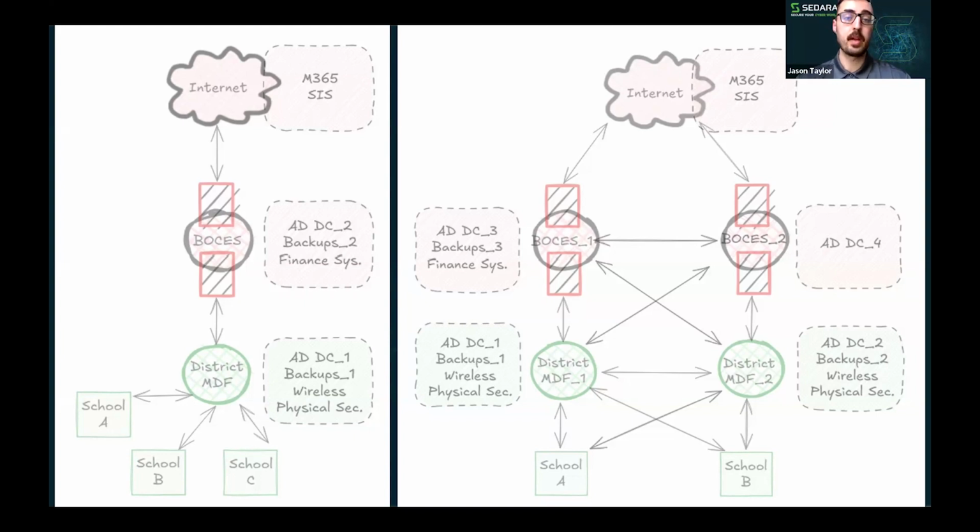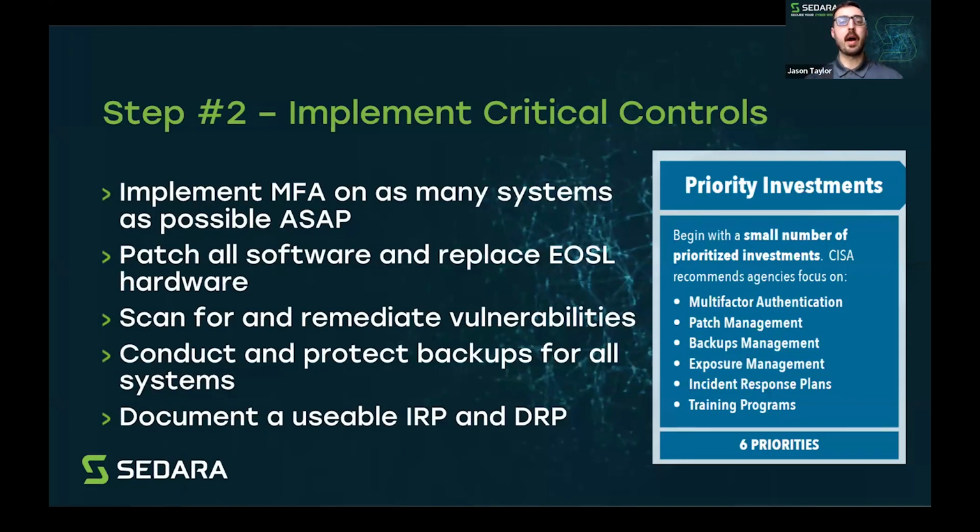The second step is to implement those basic cyber hygiene critical controls. So my recommendation would be to implement MFA as soon as possible on as many systems as possible, to patch your systems and replace all end-of-service life hardware, to have a vulnerability management program, to conduct and protect backups, and to document contingency plans. Those are the highest priority critical controls. Yes, they map to certain things in the NIST CSF, but regardless of what they map to, we encourage all organizations to jump on them.